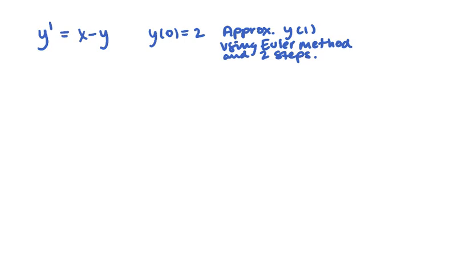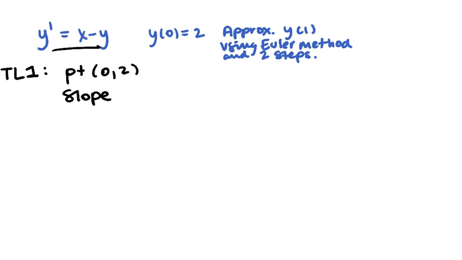Okay, so back to our example. If we want 2 steps, we're going to need 2 tangent lines. So I'm going to start with tangent line 1. I need a point and a slope. The point is x equals 0 and y equals 2 from this initial condition right here. And then the slope, I've got an equation for the slope right here. y prime is equal to x minus y, 0 minus 2 is negative 2. That means I'm ready to write down the equation, and that'll be y minus 2 equals negative 2 times x minus 0.